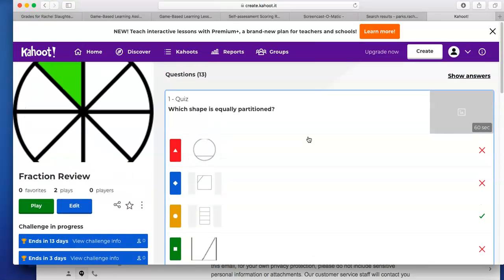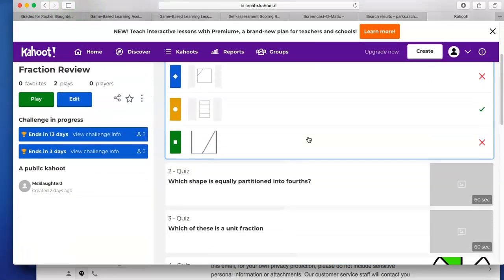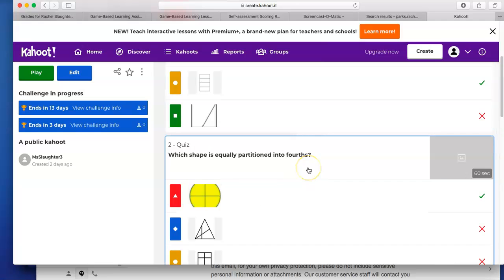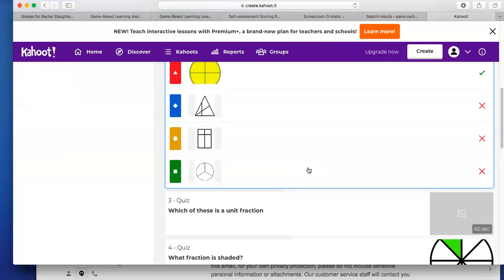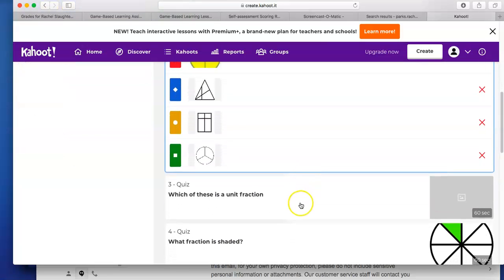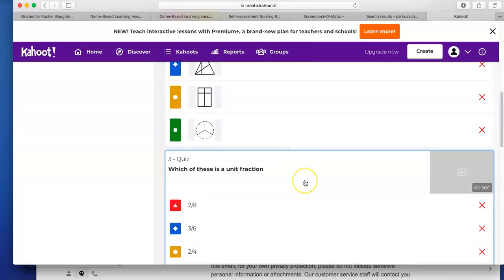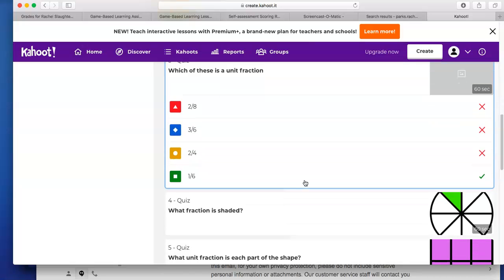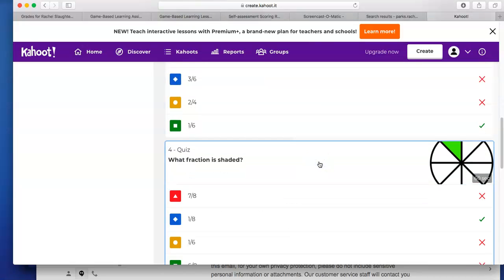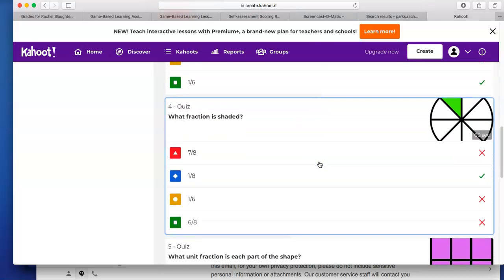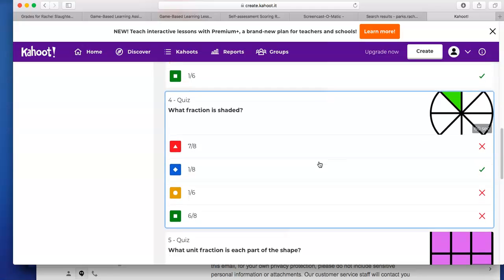Okay, so I started out with which shape is equally partitioned. And then this is another question just like that. So it gave students the pictures and they had to choose which option. And then we went over unit fractions. So they had to choose which one was a unit fraction. With this one, I put a picture in the question and I said what fraction is shaded.